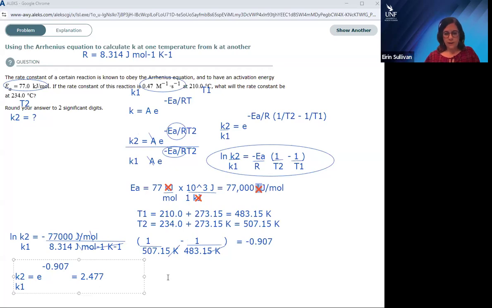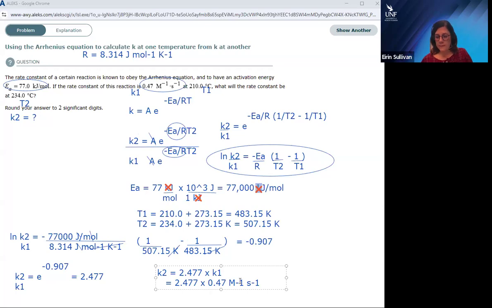So now we just have to solve for K2. So K2 is going to be e to the power of whatever that was, which equals 2.477 times K1. So your answer is going to come out in whatever units you have for K1. So that's going to be 2.477. Sorry, I wrote that down wrong. 2.477 times K1, which was given to us in the question as 0.47 per molarity per second. So that's what our answer is going to come out to be. And I got that is 1.164 per molarity per second.